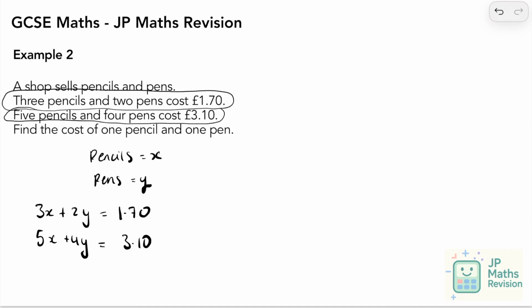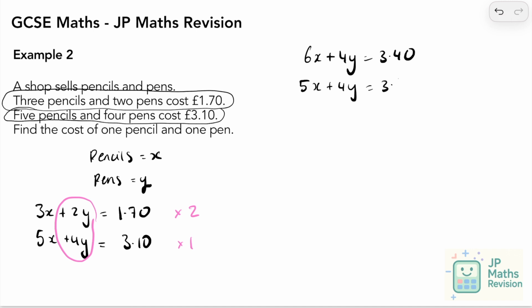So to get a term the same in both equations, if I focus on the y's, I would need to times this one by 2. This one can just stay times by 1. So they become 6x plus 4y equals £3.40. And then we have 5x plus 4y equals £3.10. So I'm going to use the rule same sign subtract. So we've got a 4y and a 4y. They're both positive. So I'm going to subtract them.